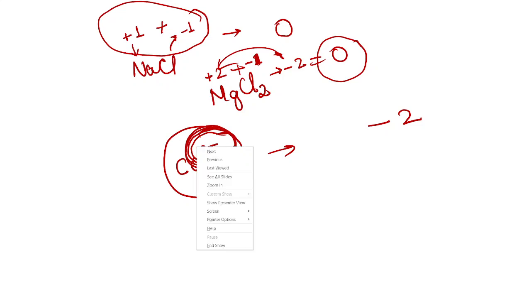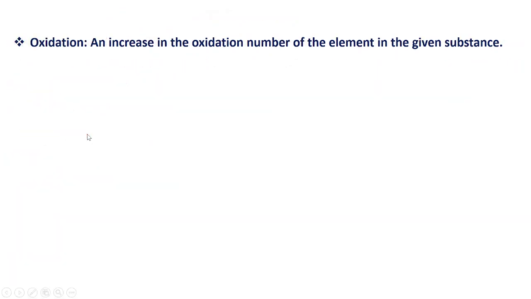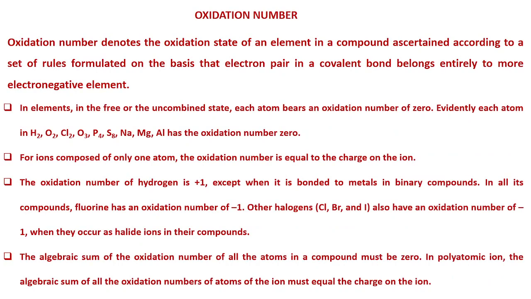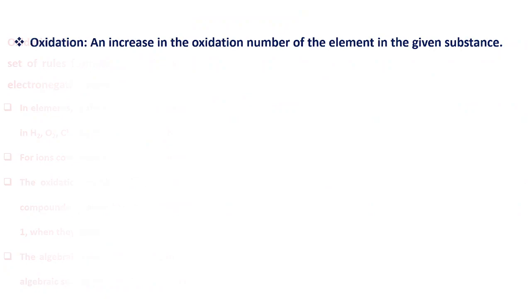And this is the last topic here. What is said in the last line? The algebraic sum of the oxidation states of all the atoms must be 0, and in case of a polyatomic ion, the algebraic sum of all the oxidation numbers of atoms of the ion should be equal to the charge of the ion. Now next is a summary of all the things.